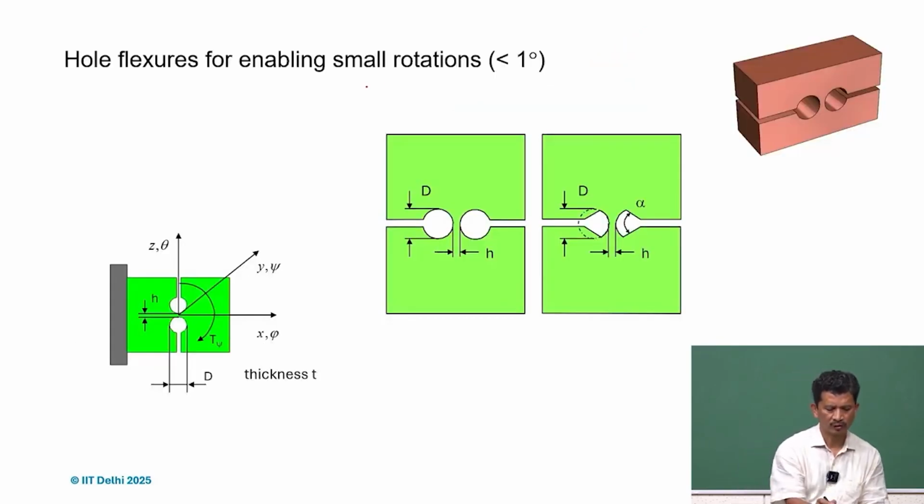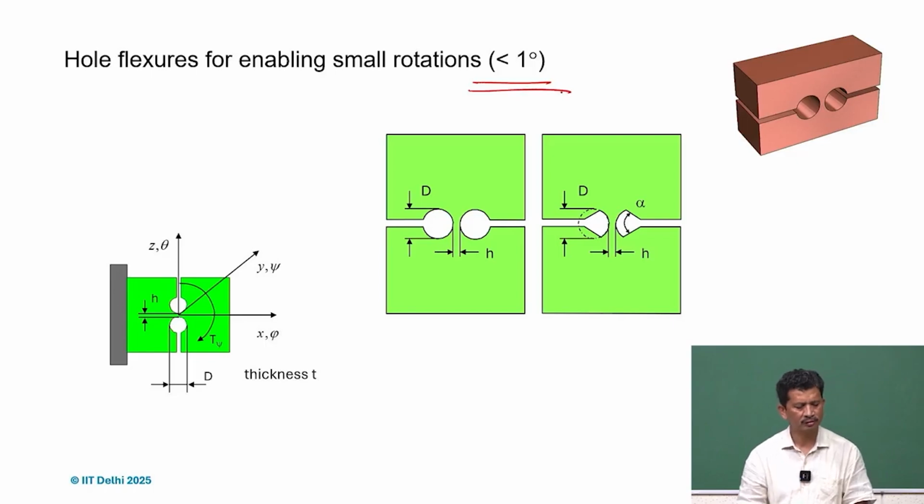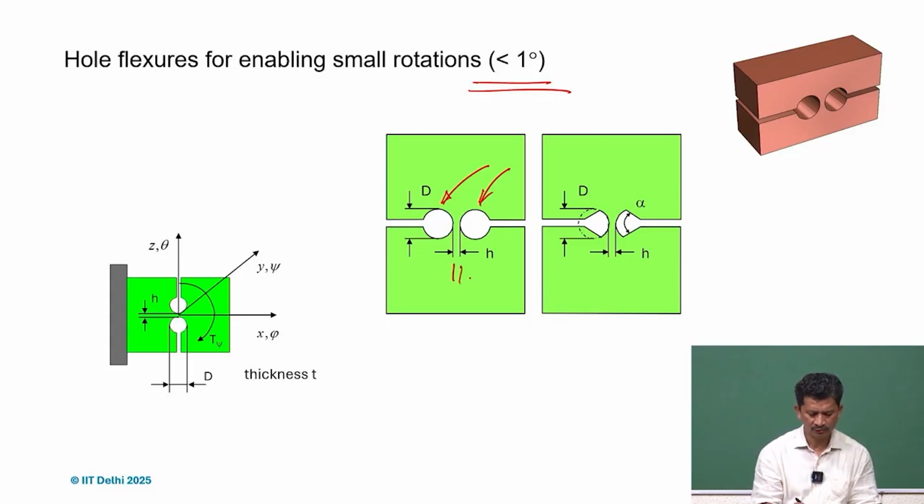For very small rotations, it's very useful, and so for precision applications where we are looking at adjustments in ranges below 1 degree, it's very effective. We can do wire EDM, create a slit, and create the holes here, and these are the sections. So H and the diameter are quite important.